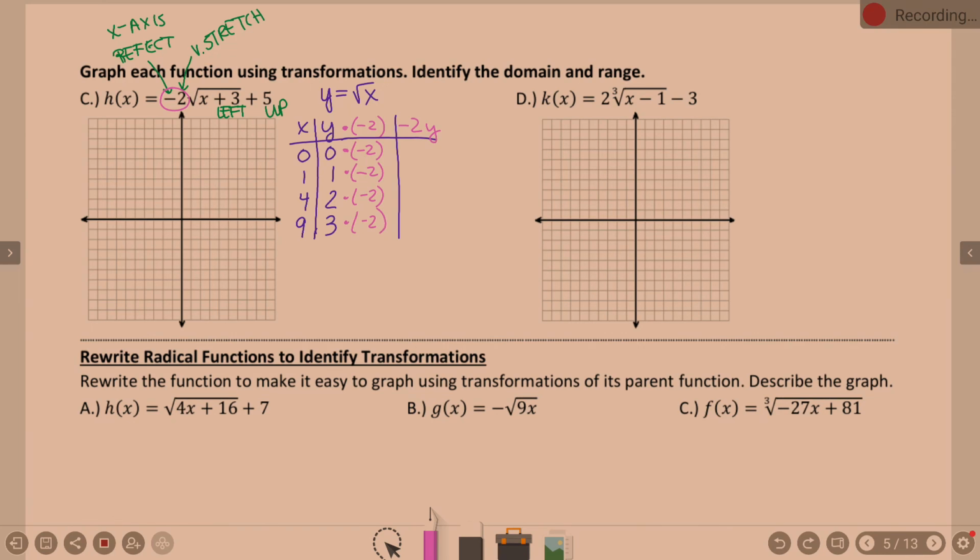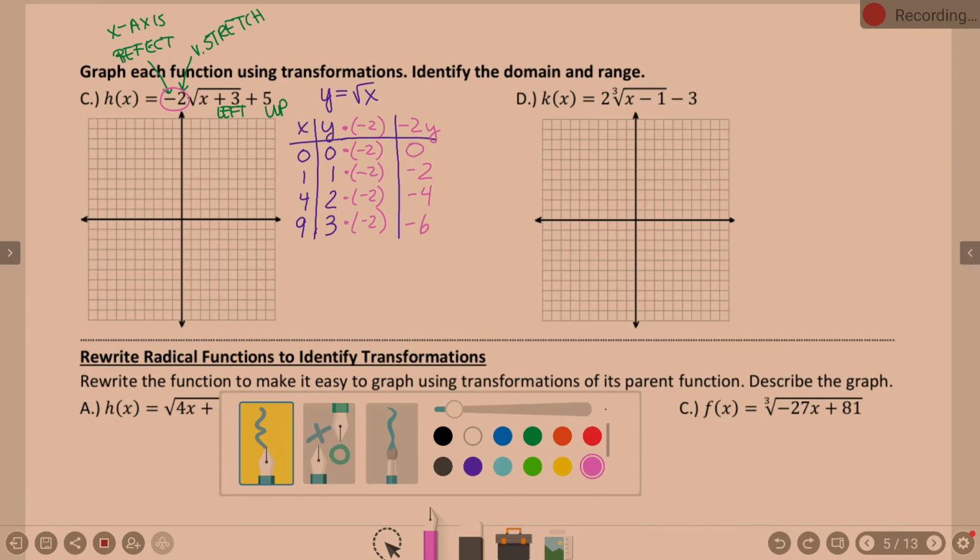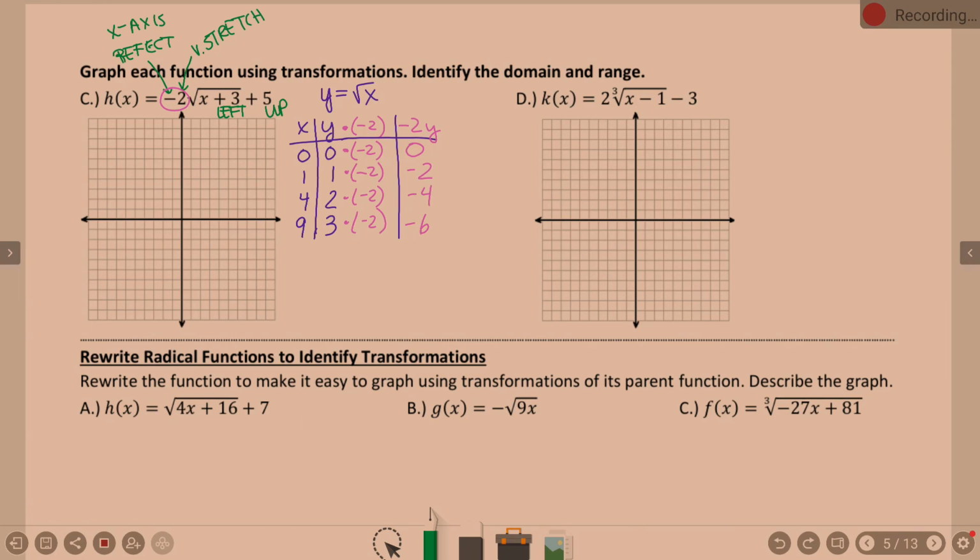So 0 times -2 is 0. 1 times -2? -2. 2 times -2? -4. 3 times -2? -6. So here's the deal. We're going to take your original X's and your new Y's, and we're going to graph this.